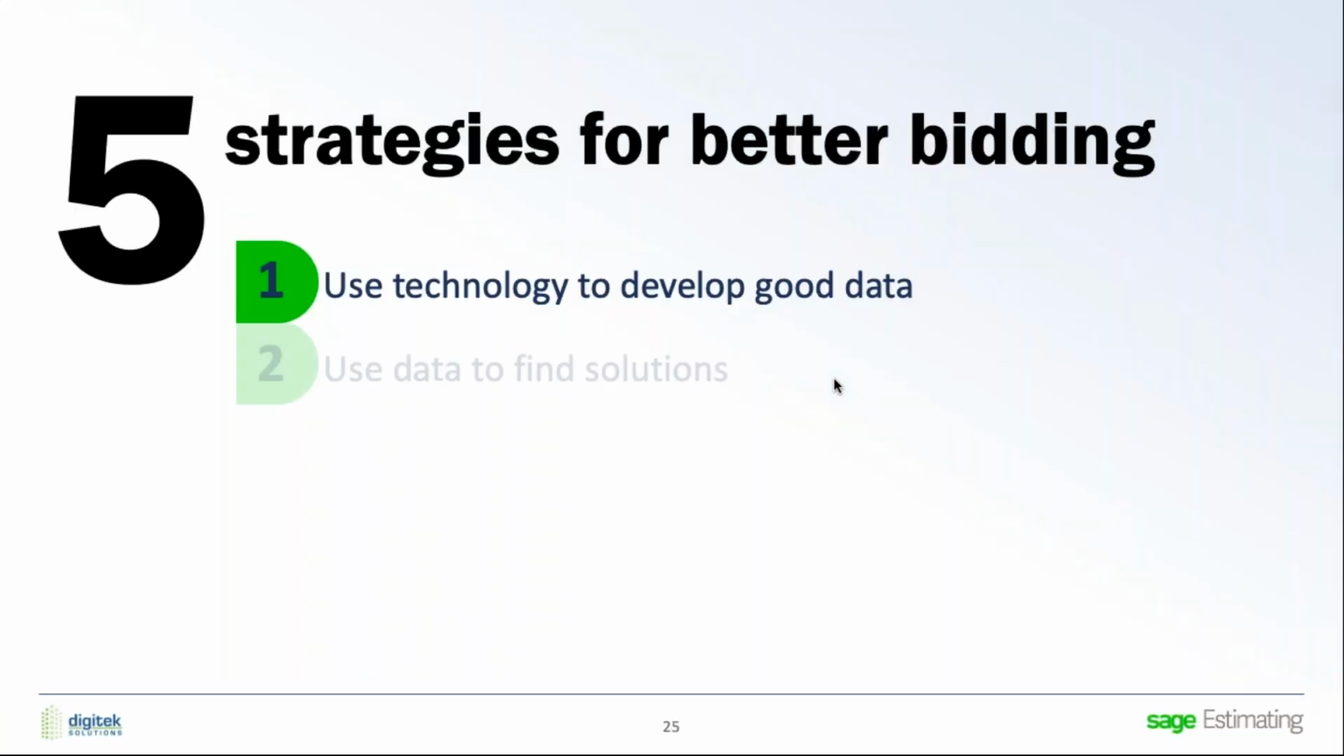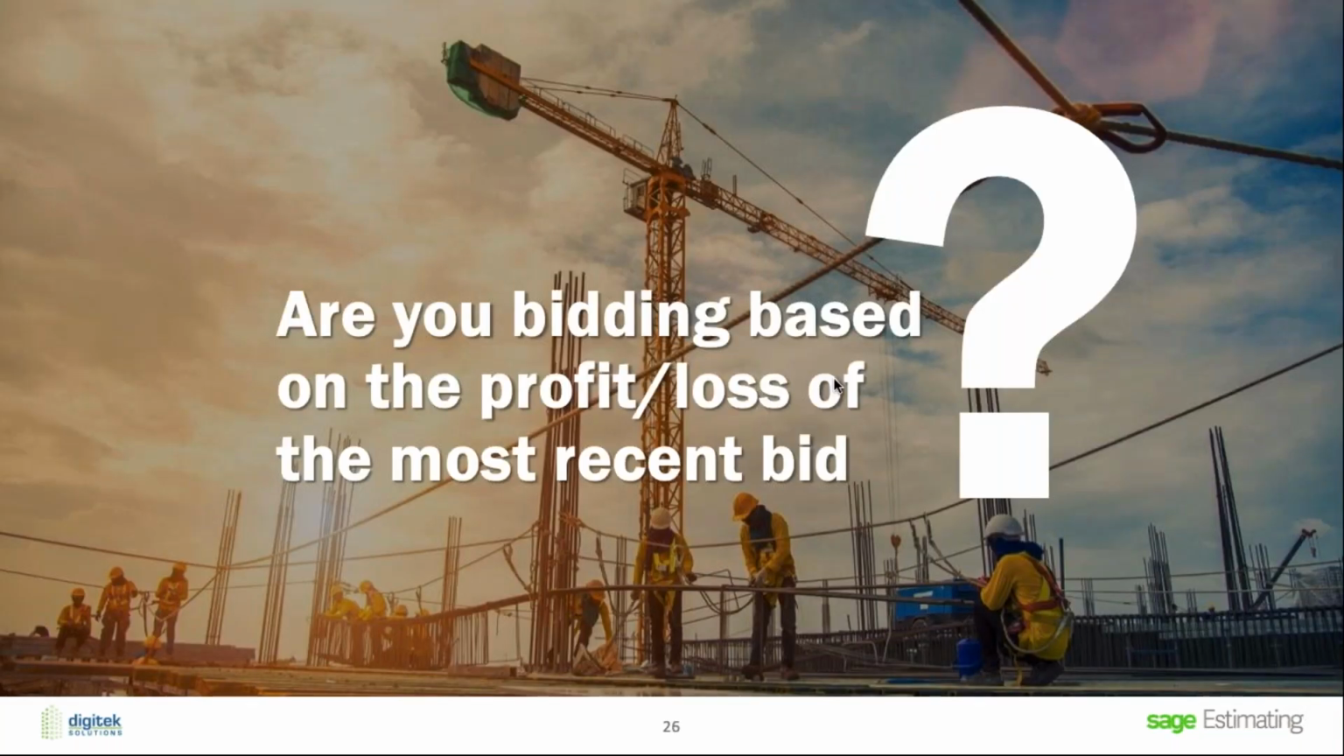Now, the second thing I have is we use data to find solutions. What I mean by that is so many times we just bid on a job based on the profit or loss of the most recent bid. We say, hey, we made money on it, so let's bid using those same numbers. Or we didn't make as much money as we'd have liked, so let's increase our numbers a little bit. But that's really not the way to do this.